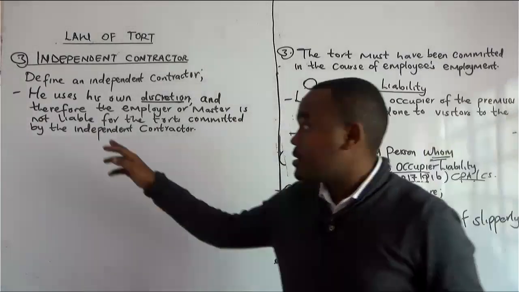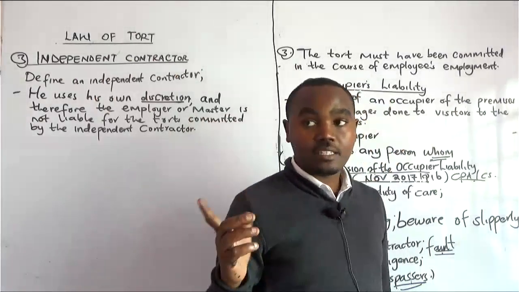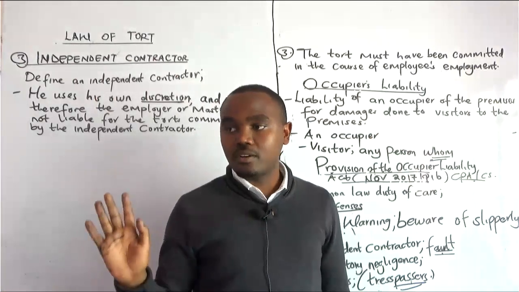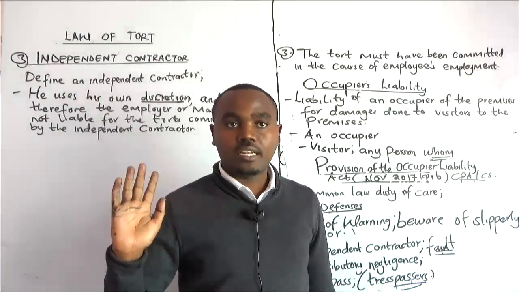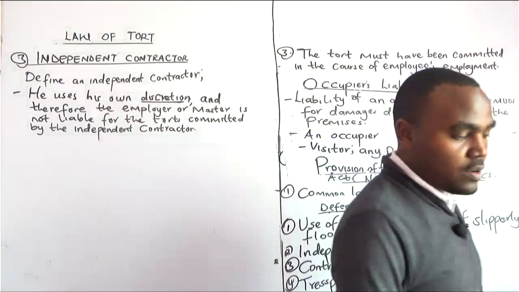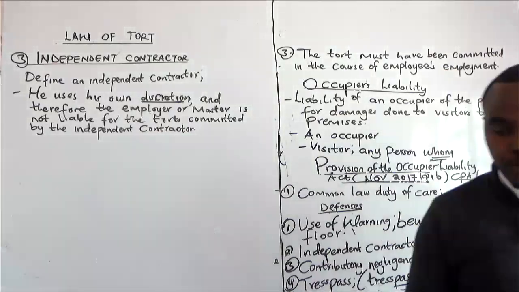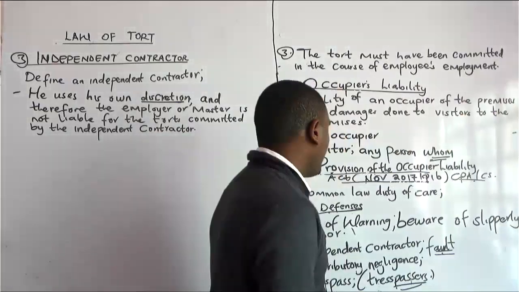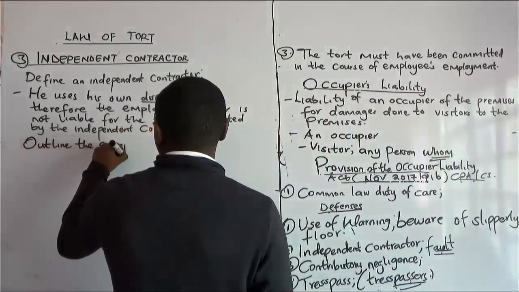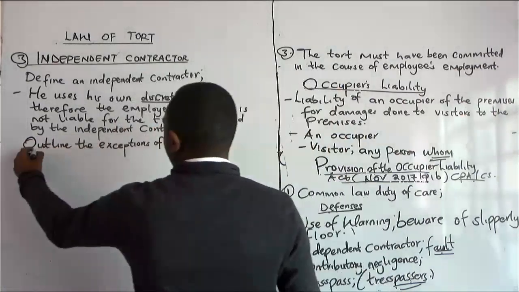We have understood the meaning of an independent contractor, right? It is in the ATD paper, where the examiner has asked you to define the term independent contractor. He's using his own ways or terms to achieve a certain objective. He does not have any person who is controlling him. Now, there's a common question outlining the exceptions of the rule of independent contractor.